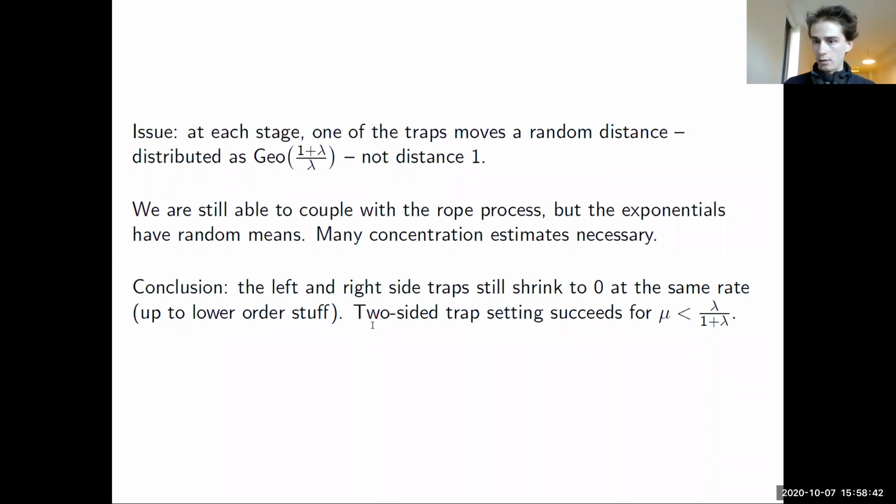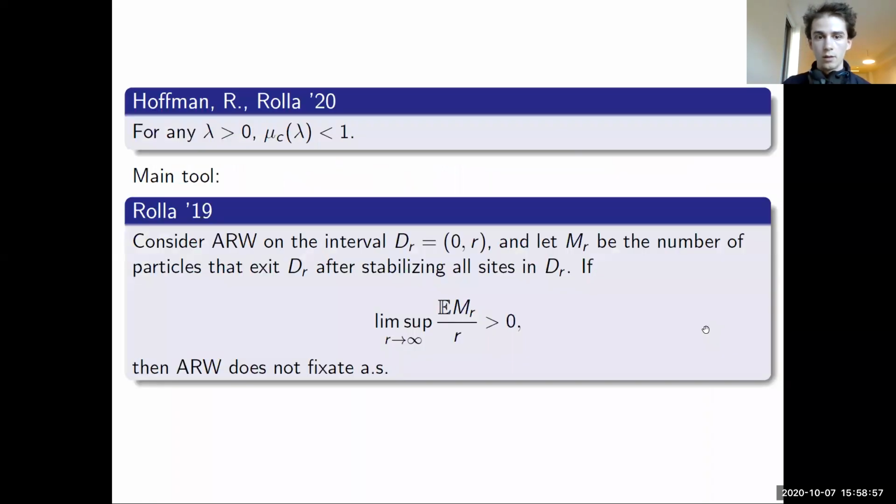So we're able to set traps for all particles using this two-sided procedure and get the threshold that we wanted, mu all the way up to lambda over 1 plus lambda. Okay, so that was all about showing fixation for the system. What about non-fixation? What about proving one of these activity results? So that's what I'm going to show you now.